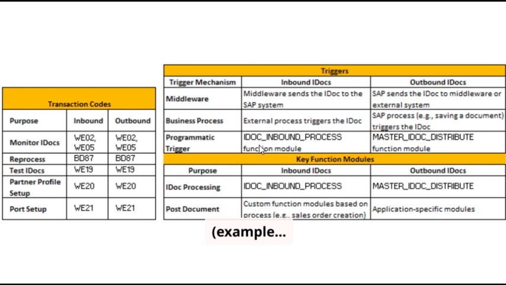Business process: SAP process, for example saving a document, triggers the IDOC. Programmatic trigger: MASTER_IDOC_DISTRIBUTE function module. Key function modules. Inbound IDOCs: IDOC processing, IDOC_INBOUND_PROCESS, post document, custom function modules based on process, for example sales order creation. Outbound IDOCs: IDOC processing, MASTER_IDOC_DISTRIBUTE, post document, application specific modules.